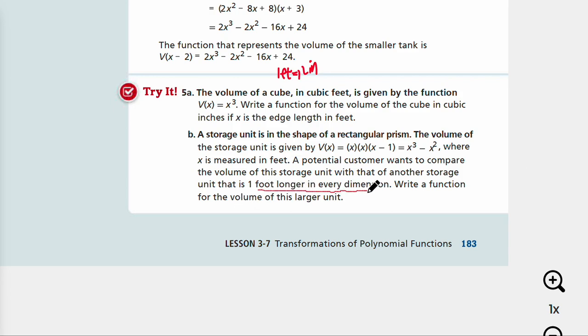So if it's 1 foot longer in every dimension, then they don't necessarily have to be in the same proportion, in the same relationship. They just have 1 foot longer. Okay, so you just add 1. Write a function for the volume of this larger unit. So this one, you already know the dimensions by looking at the factors, right? So you change the factors and figure it out. Pause the video, see if you can solve by yourself. Come back when you're ready for answers.